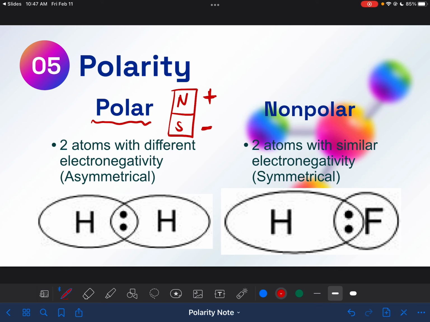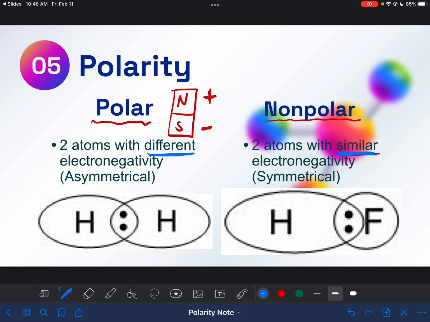So if we look at here, it says two atoms with different electronegativity, or we call it asymmetrical shape, which you probably heard from geometry. Now, before we move on to the pictures, the nonpolar ones are the ones that have similar electronegativity. Similar and different. So if we look at the picture on the bottom, which one matches which?